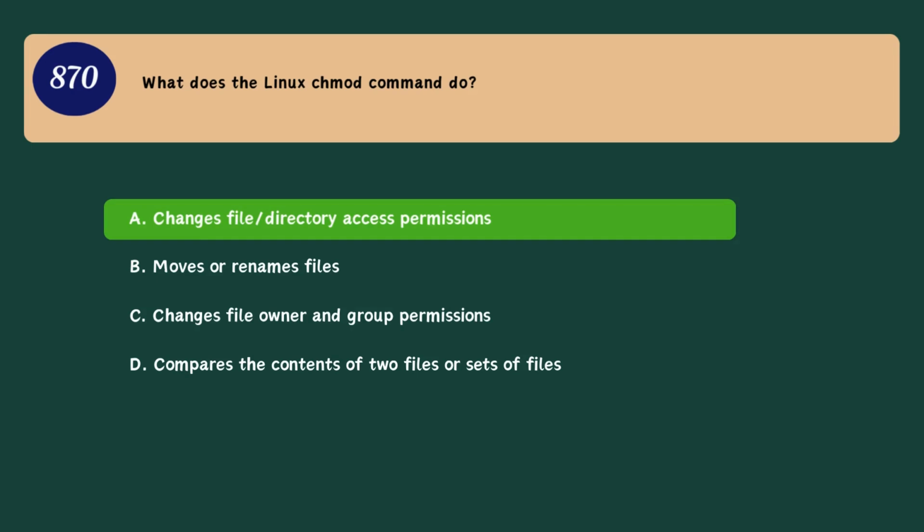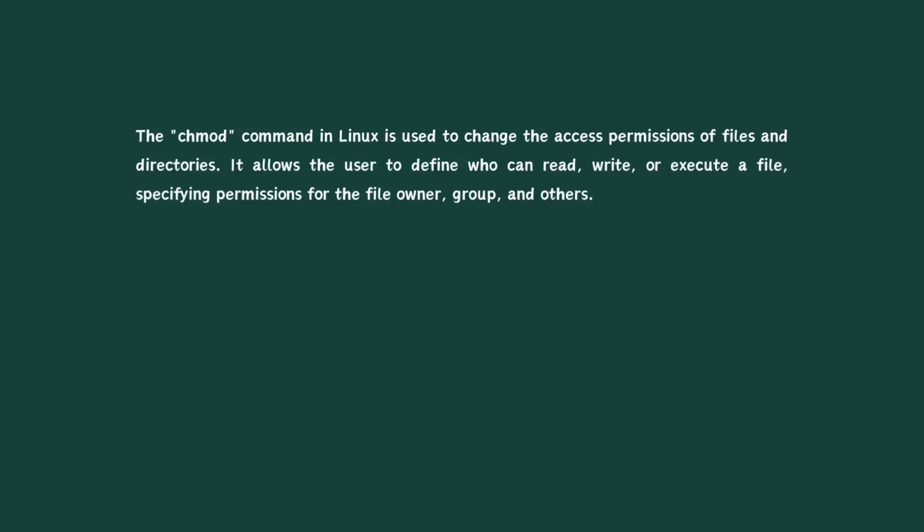Correct answer. A. Changes file/directory access permissions. The chmod command in Linux is used to change the access permissions of files and directories. It allows the user to define who can read, write, or execute a file, specifying permissions for the file owner, group, and others.